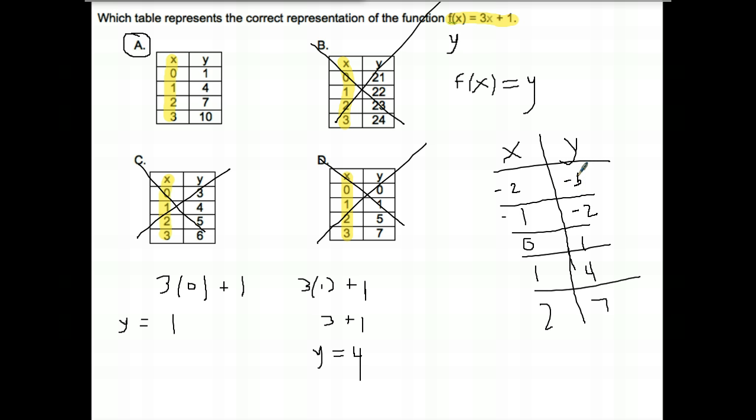There's a few things we can tell by looking at this table. One, it's linear. This is going to create a line from this table because as the x value goes up 1 from top to bottom, the y value increases by 3 each time. And so that tells us that this is going to create a linear line.